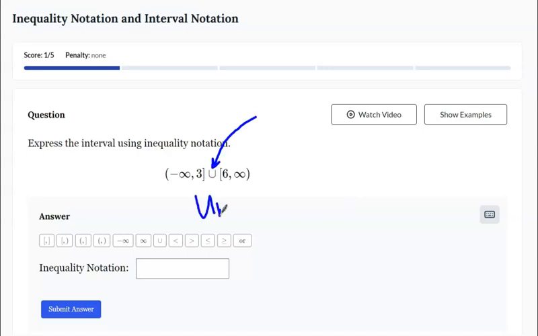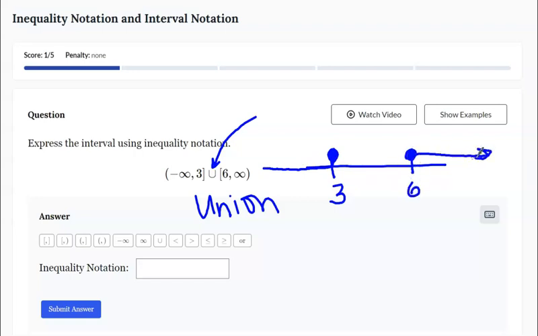That means it's the union. That's a giant U for the union. So if we're looking at this, we're thinking on a number line, okay, negative infinity to 3. So I can be all of this up until here. And then from 6 to positive infinity, I can be all of that. So I can be this and this. Because these 2 sections don't overlap, I'm going to have to write 2 separate inequalities.